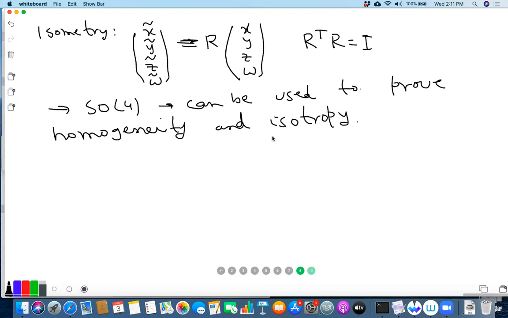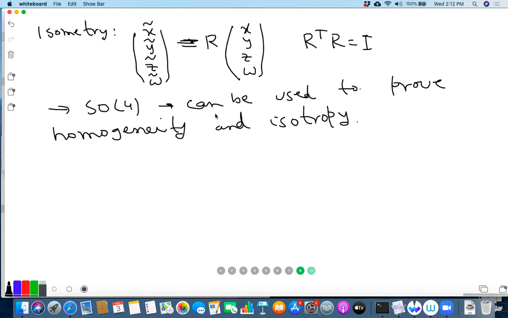Namely, to prove homogeneity, for example, you have to show that given any two points, x1, y1, z1, w1 and x2, y2, z2, w2, both lying on a unit sphere, there is an appropriate SO4 rotation that takes you from one to the other. This should be intuitively obvious. For a unit 2-sphere, it's clear: given any two points on a 2-sphere, you can always find a rotation that takes you from one to the other. For the 3-sphere, it's also more or less straightforward to prove this.